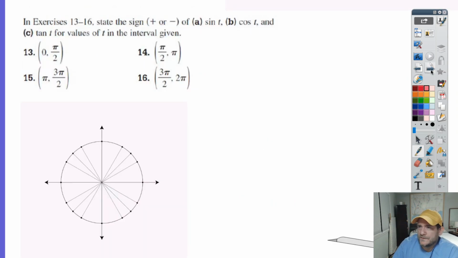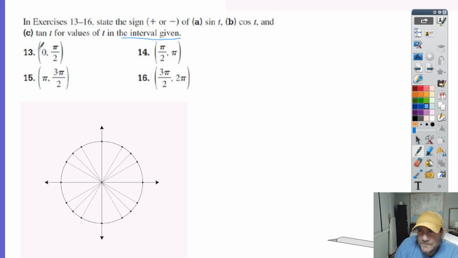Okay, so this is different. This was confusing to a lot of people because most people looked at 13 and figured this was an ordered pair. They figured, okay, don't go left or right at all, and then go up by pi over 2. But that's not it. You've got to read directions. It says, state the sign of t in the interval given.